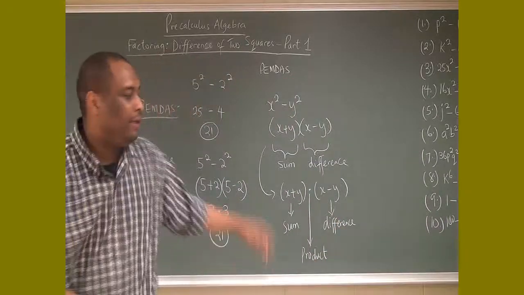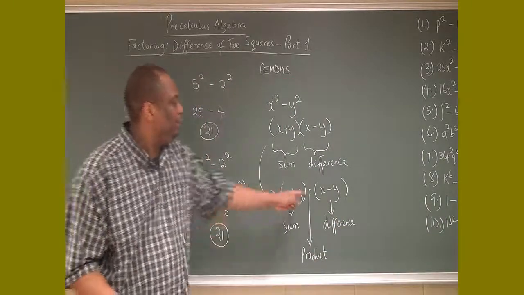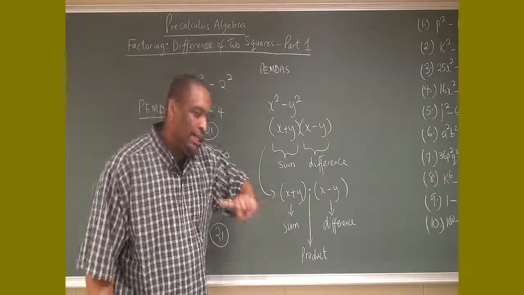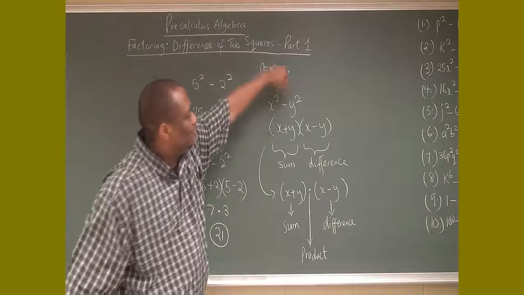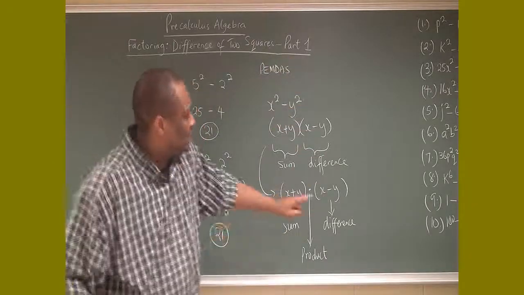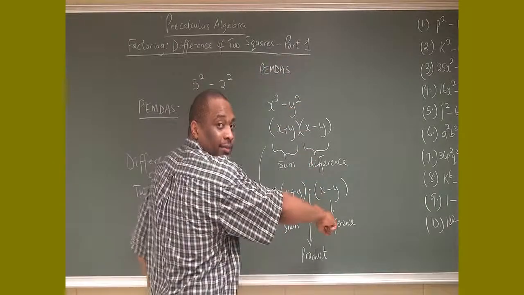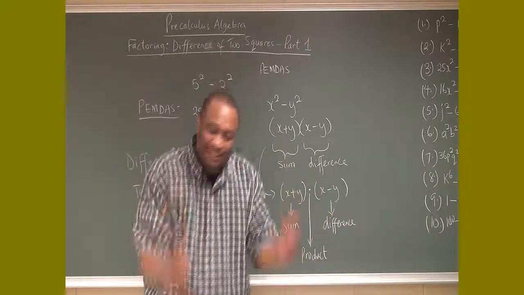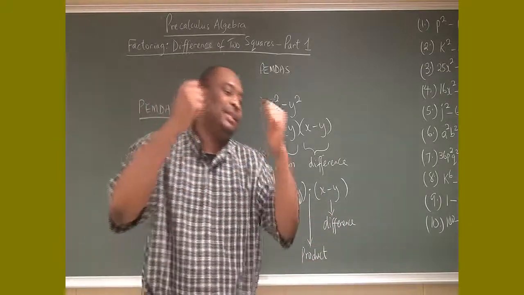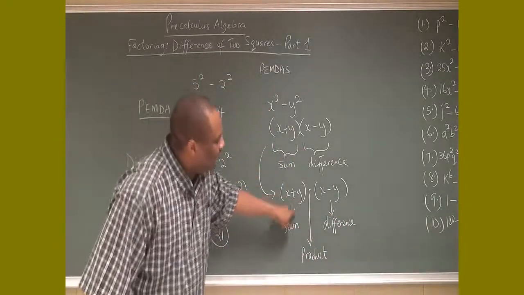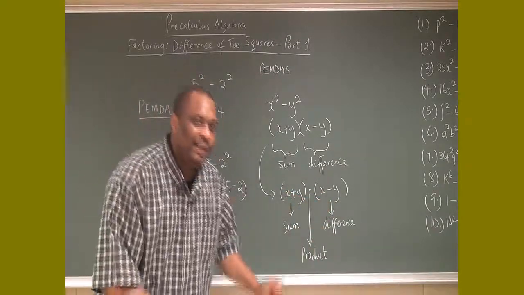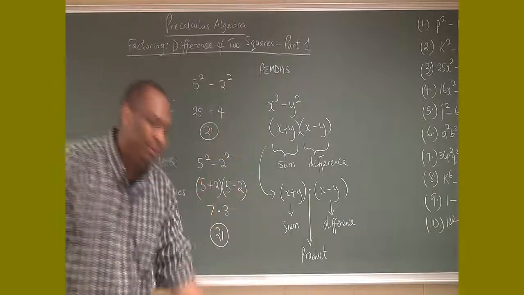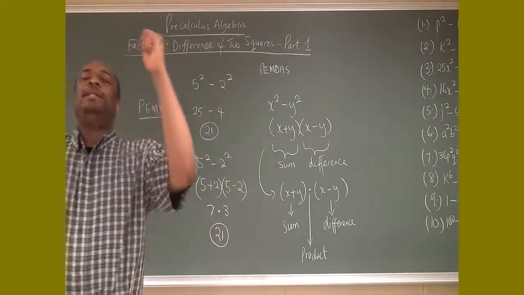The difference of two squares is the product of their sum and their difference. You see that? Again, the difference of two squares is the product of their sum and their difference.